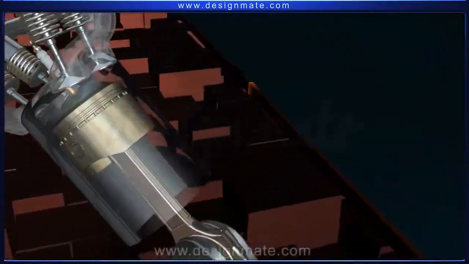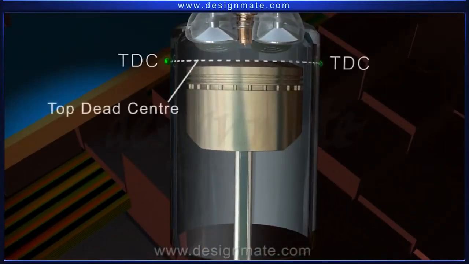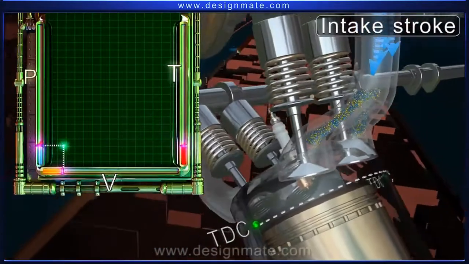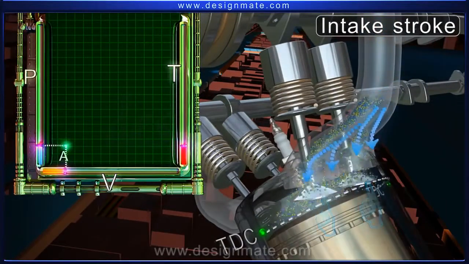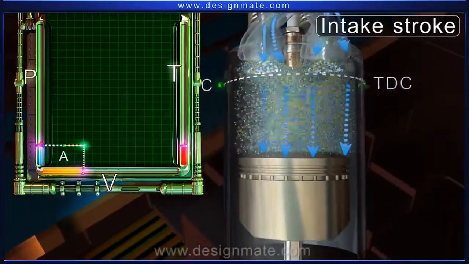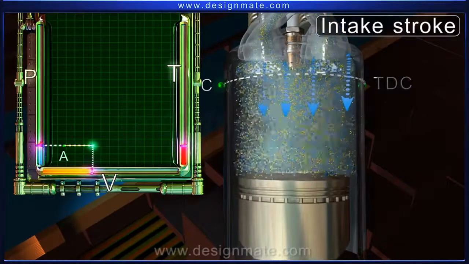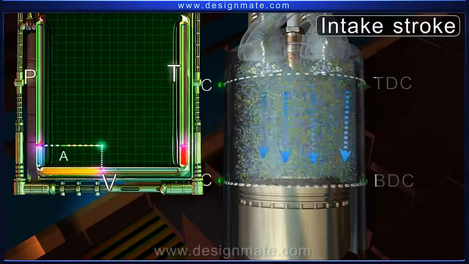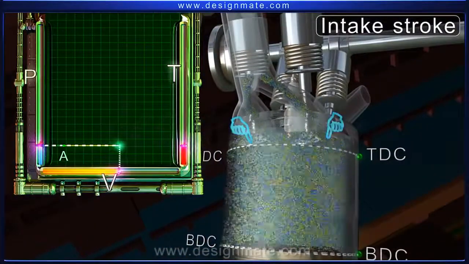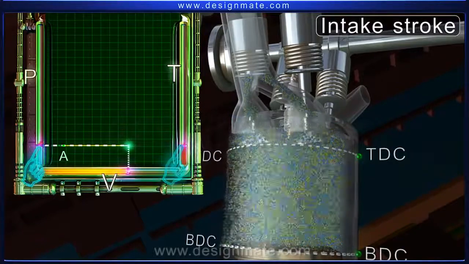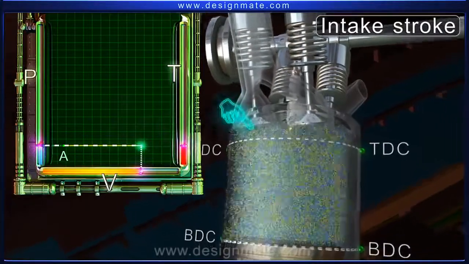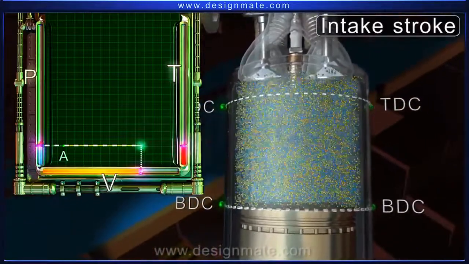The engine cycle begins when the piston is at its top position, called top dead center or TDC, and both the valves are closed. Intake stroke. During this stroke, the intake valves open and the fuel-air mixture, called charge, enters the cylinder at near atmospheric pressure. The piston descends from TDC towards the bottom dead center, or BDC, of the cylinder, and the volume of charge increases. As the intake valves are open, the pressure and temperature of charge inside the chamber remain constant. When the piston reaches BDC, intake valves close. The cylinder is full of fuel-air mixture at atmospheric pressure.